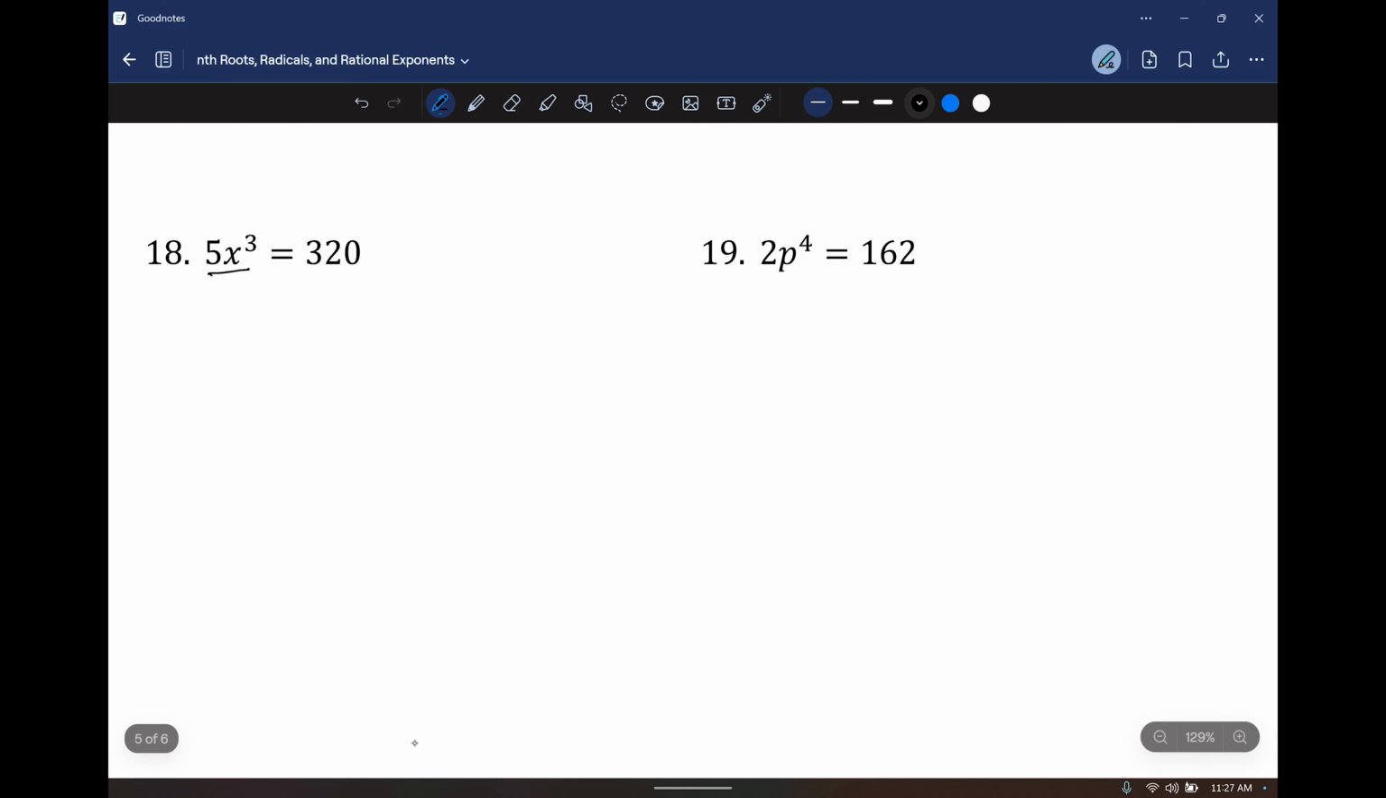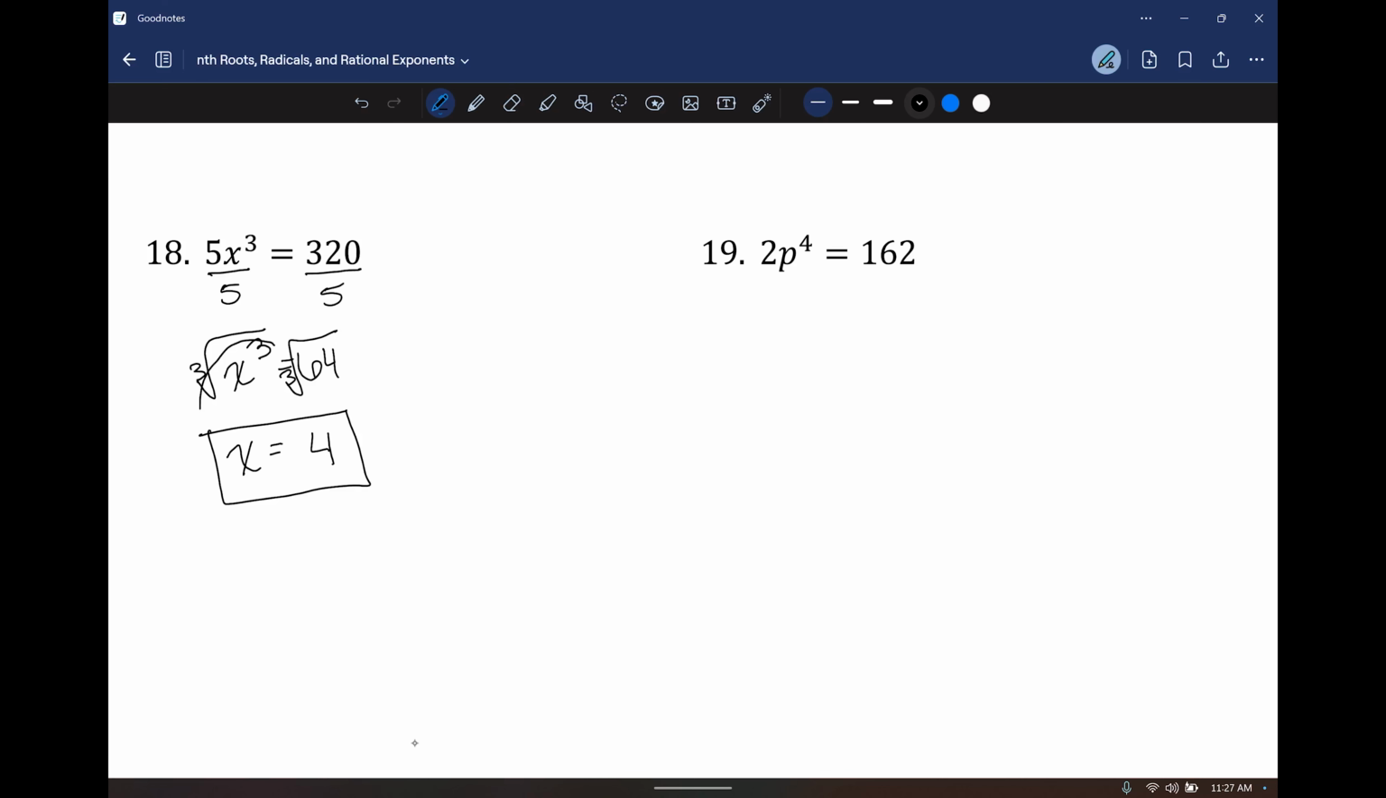All right, same thing on 18. I'm going to divide by 5. So x to the third is equal to 64. Take the cube root. It's an odd root, so that tells me I'm going to have one answer. The cube root of 64 is 4.